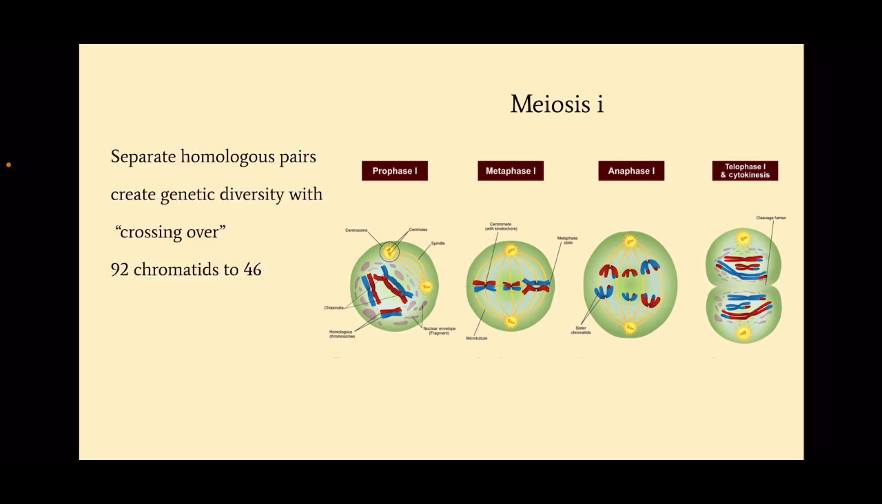Meiosis 1 separates homologous pairs. It creates genetic diversity with crossing over, and it takes the 92 chromatids to 46 chromatids per cell.